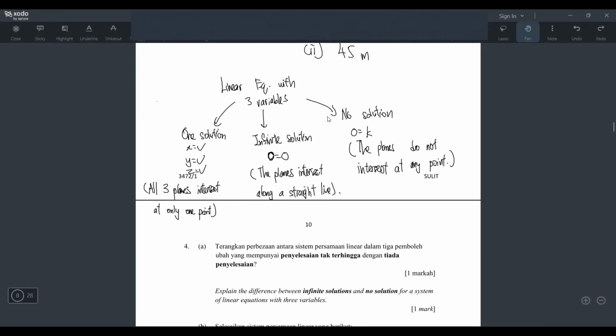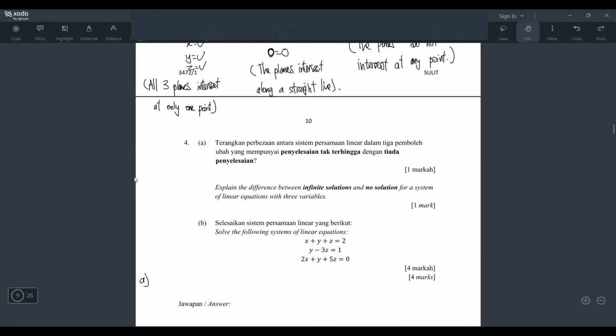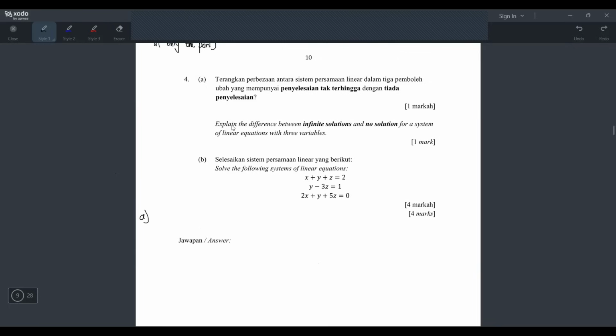So this is my notes. Of course, you don't have to write all this during exam lah. This one is just my notes for you. So now let's jawab the question. So soalan A, explain the difference between infinite solution and no solution for a system of linear equation with three variables. So they want me to explain the difference. Well, actually, you can just write the definition for infinite solution and no solution. Just write the definition. Then it means you already explained the difference already, right?